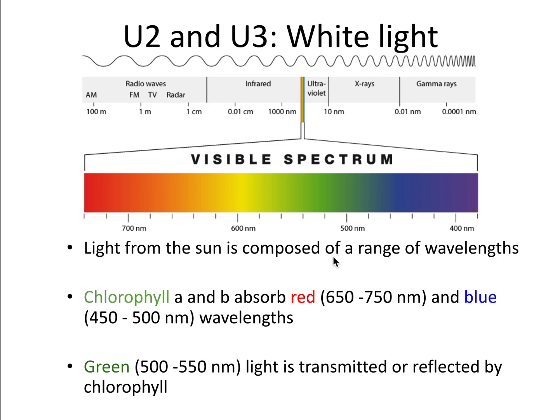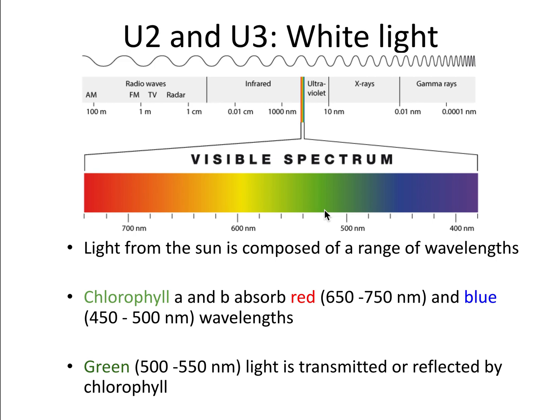So light from the sun is composed of a range of wavelengths. We can see all these colors. What we see are the colors that are not being absorbed by something. So with plants, for example, we see green. We see this color on most plants because they are not absorbing that color. They're absorbing all these other colors, red, orange, yellow, blue, violet, but not this area of green, and so that's why we see that color.